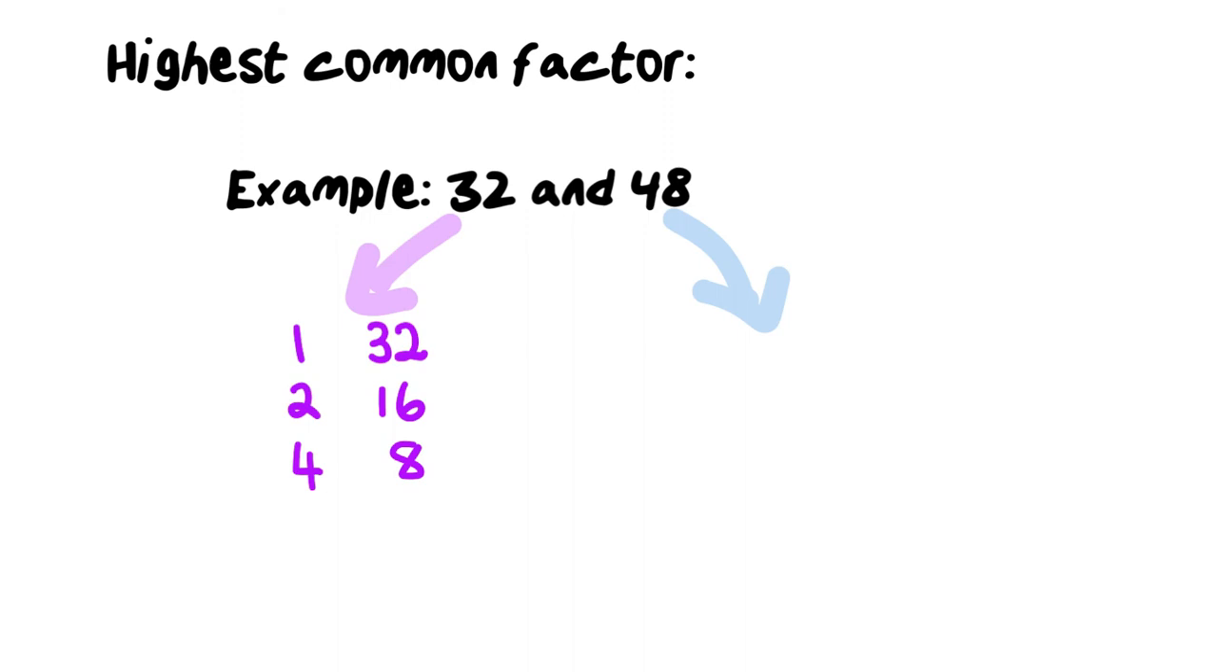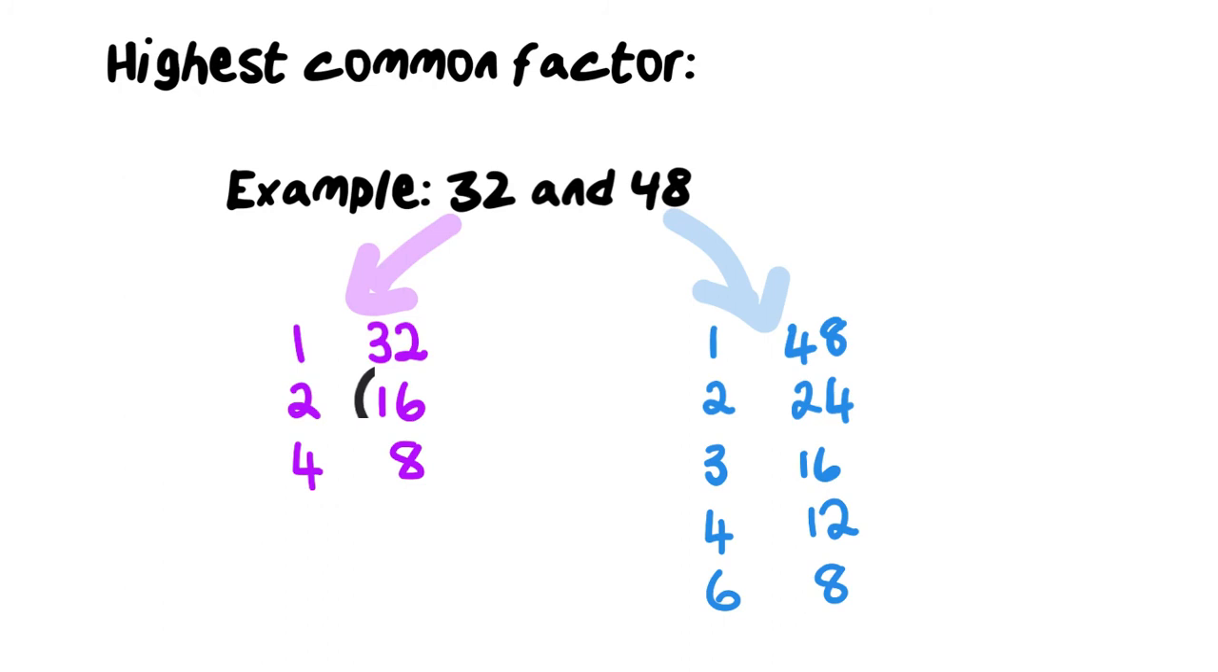Let's do the same for 48. I have 1 and 48, 2 and 24, 3 and 16, 4 and 12, 5 does not go into it, and 6 goes in 8 times. Now I need to look for the highest factor that they both have in common. And in this case, my highest number here is 16.